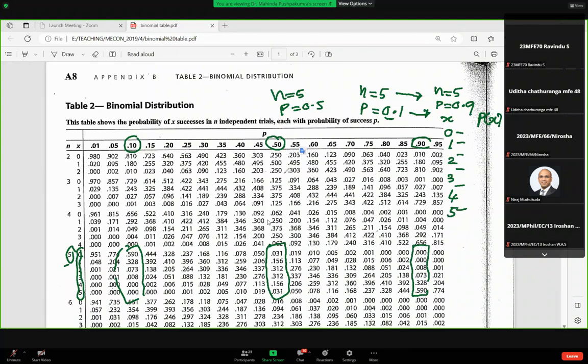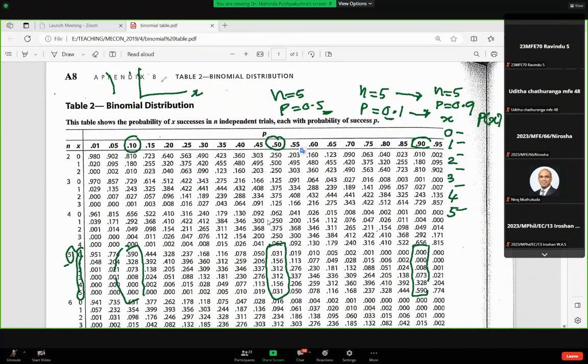Now I'm going to give a small activity for you. Here you can see 3 scenarios. In scenario 1, the probability of success is 0.5. In the second one, the probability of success is 0.1. In the third one, the probability of success is 0.9. Now you can sketch the probability distribution. I will show the first one.